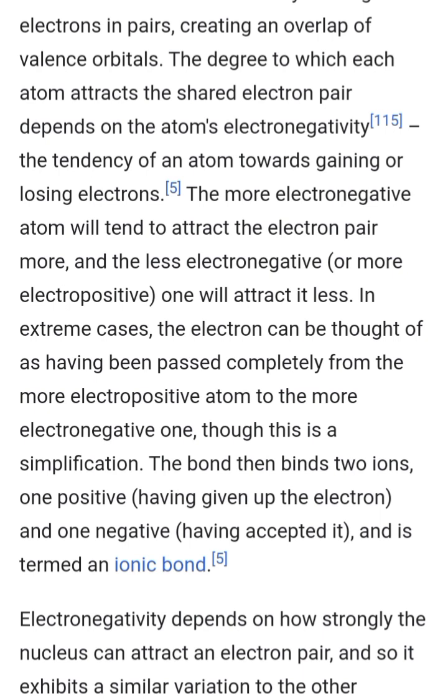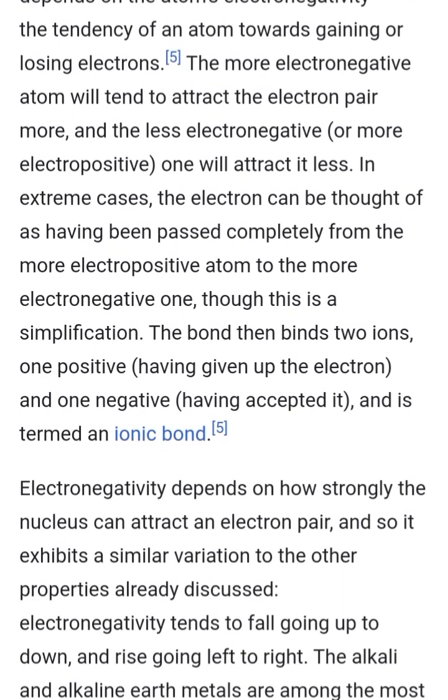Now, all those less electronegative elements are called more electropositive elements. So when an atom is less electronegative, it will be more electropositive. There's another property opposite to what we are defining now, called electropositivity. We'll also look at that later. So electronegativity is the ability of an atom to attract electrons to itself. The electron can be thought of as having been passed completely from the more electropositive atom to the more electronegative one.